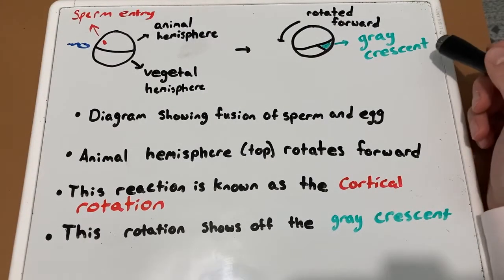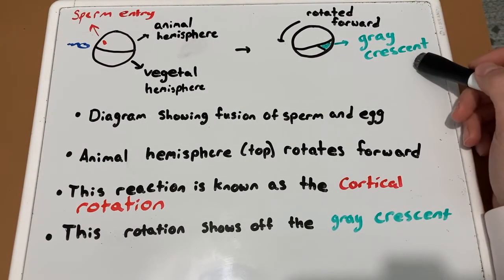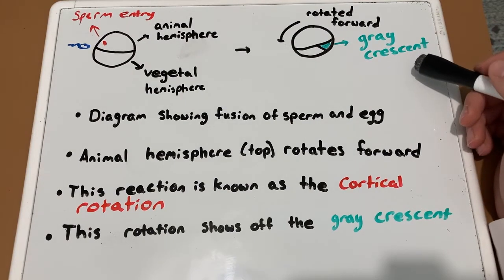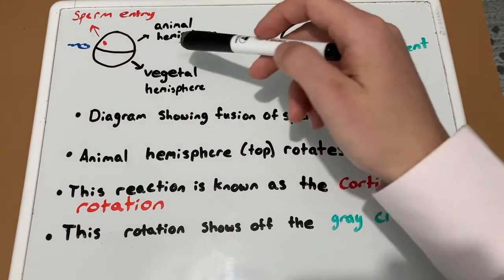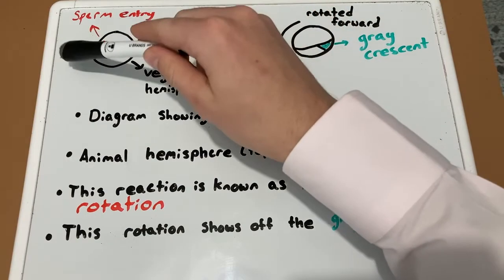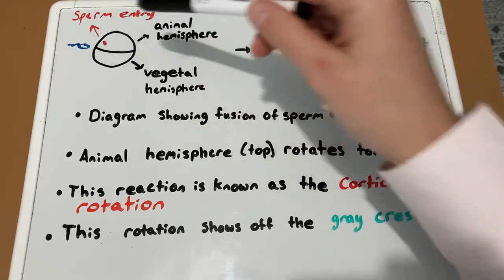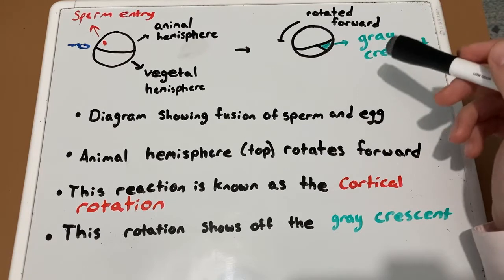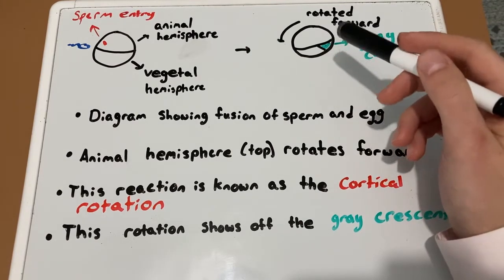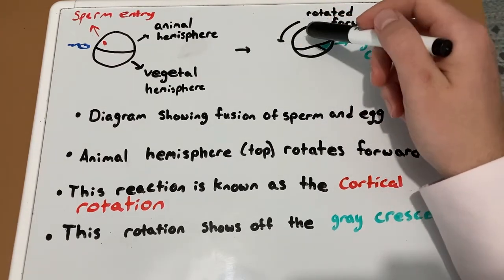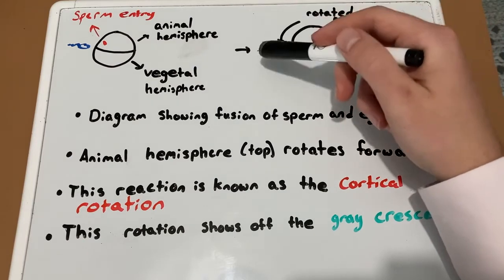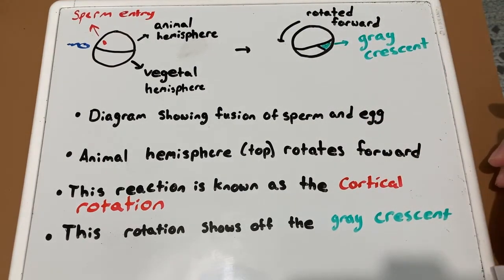So before we move on to the stages of cleavage, we have to talk about the gray crescent, what it is, and why it's important. So once the sperm and egg fuse together in fertilization, as seen here. So again, here's the egg, here's the sperm, and this red dot is the sperm entry. The animal hemisphere rotates towards the point of sperm entry, as shown. So again, once they fuse together, the egg rotates forward.